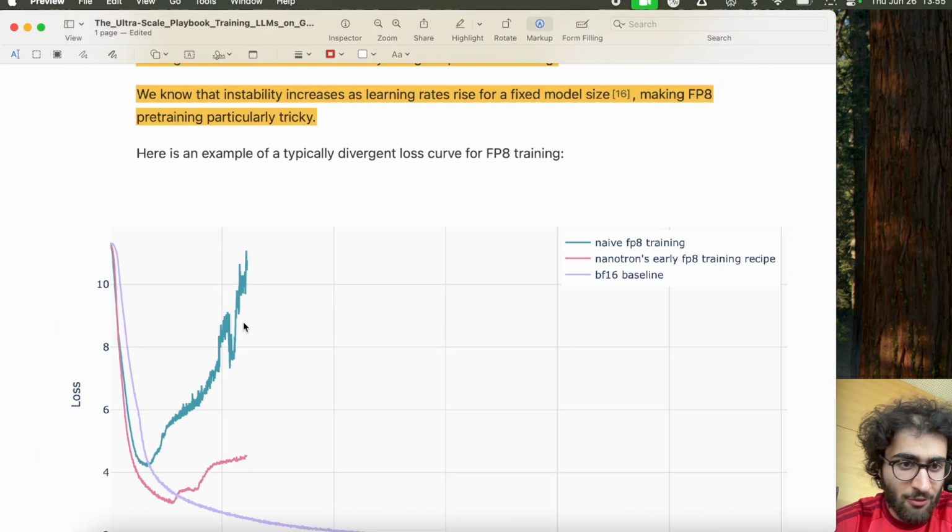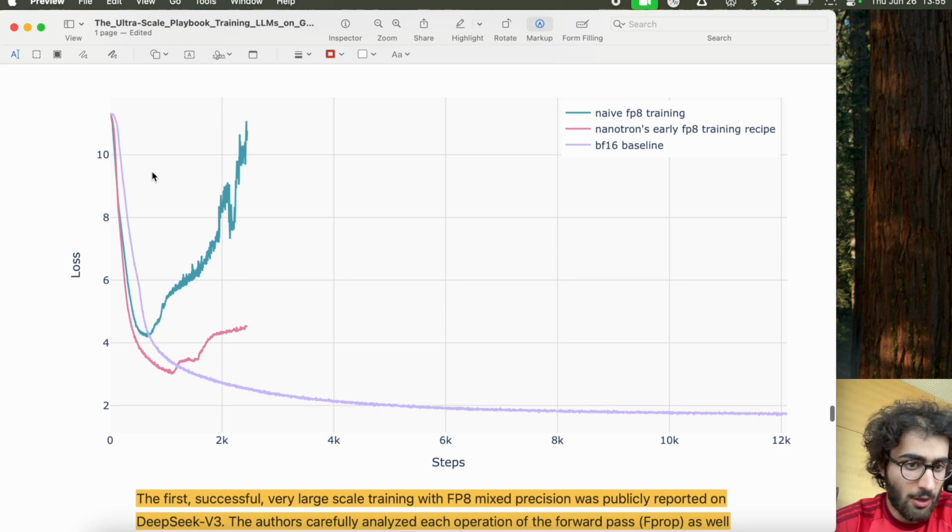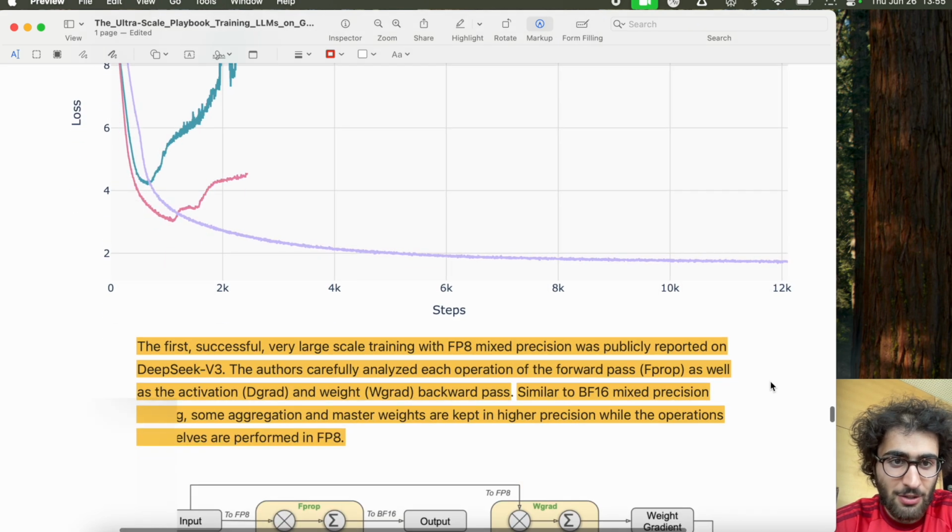And in this example, we have naive FP8 training, which I assume is just putting everything in a 1-byte representation, which is just not a good idea. Then you have the Nanotron early FP8 training prototype here, and then you have bfloat16 as a baseline, which you can see is very stable, or if you look at this curve, at least to me, it looks very stable.